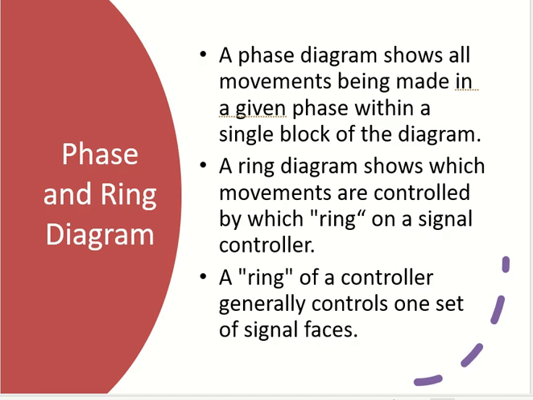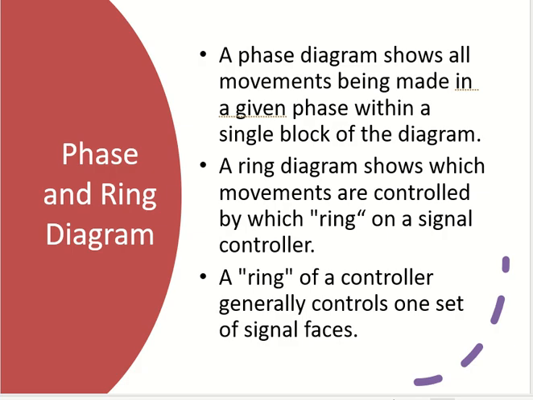So these diagrams are called a phase diagram and a ring diagram. The ring diagram is more common. Most of the software shows you the ring diagram, so that's why it's more common. But a phase diagram is easier. So what is a phase diagram? All movements which are happening in one phase are together.